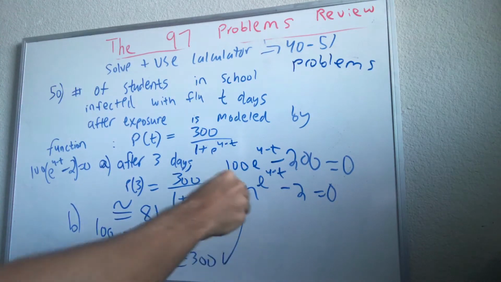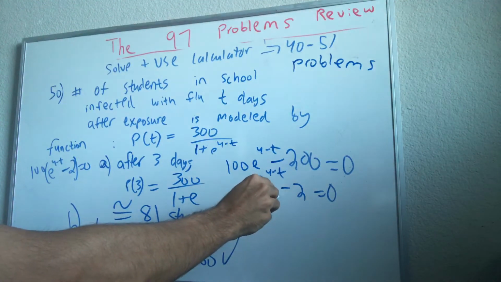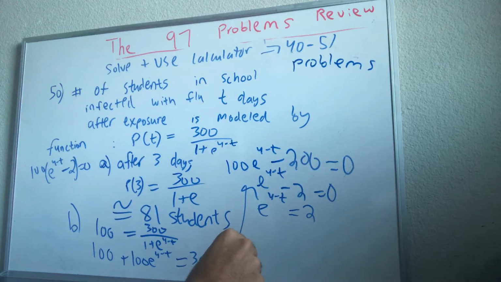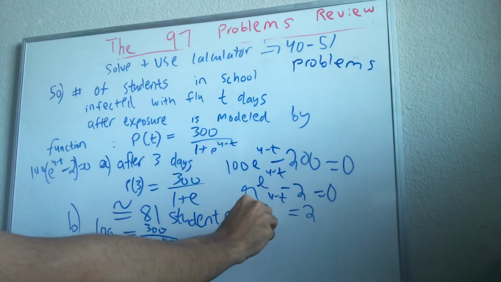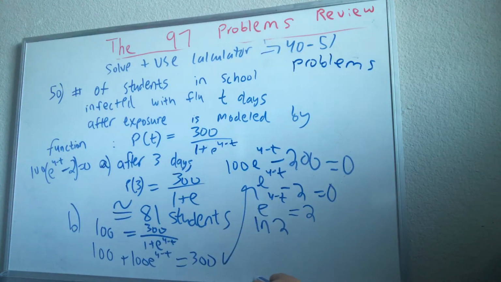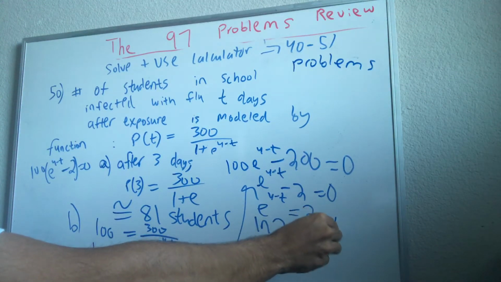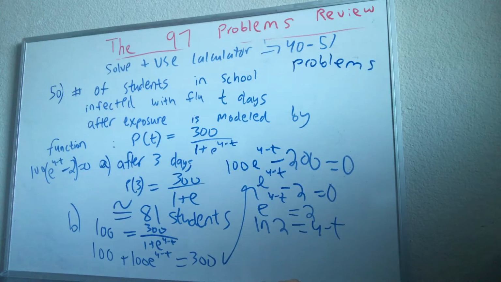Now what we're saying is that e to the power of 4 minus t is equal to 2. In order to find what 4 minus t is, we're going to do ln of 2. Again, ln is really just log base e. Log base e of 2 should equal 4 minus t. So this is the equation we have now.